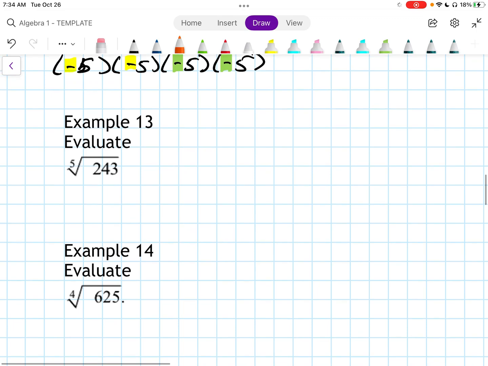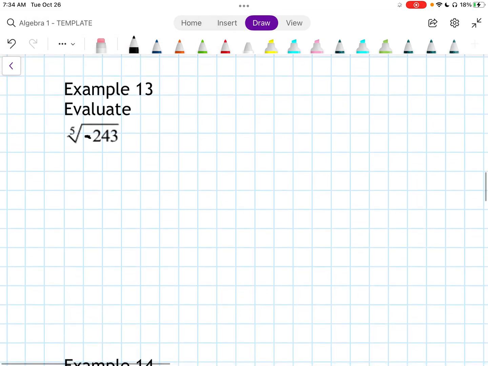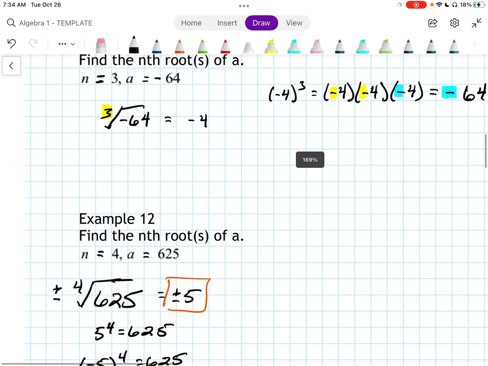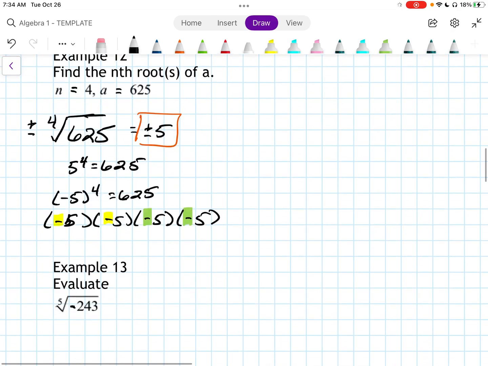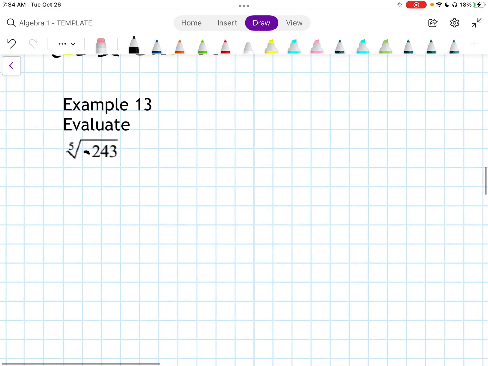All right, example number 13. This is the fifth root of negative 243. Now, we did not write in the root, right? In these two problems up here, we wrote the root in there. We didn't write this root in there, so we don't even need to think about whether or not it has a positive or negative.